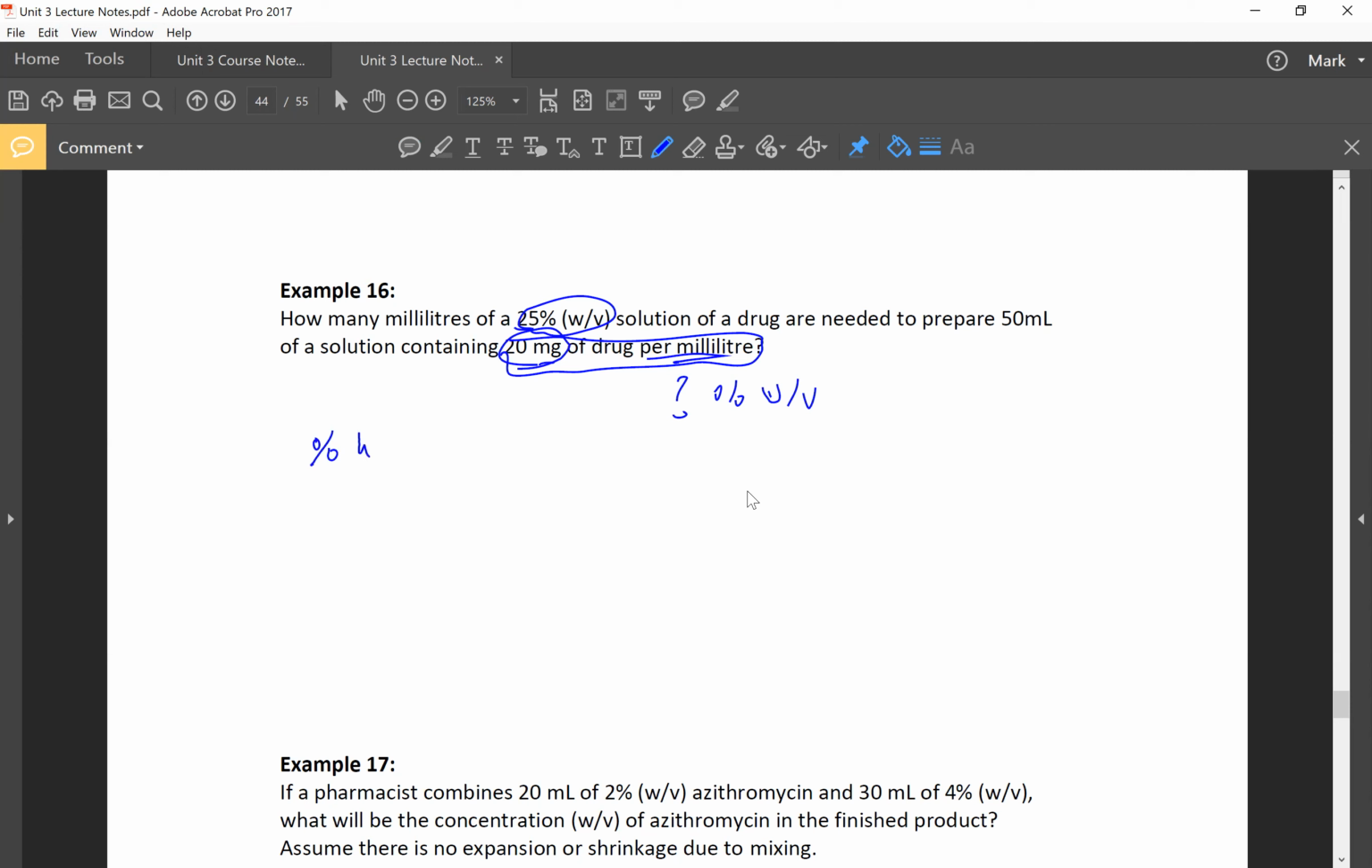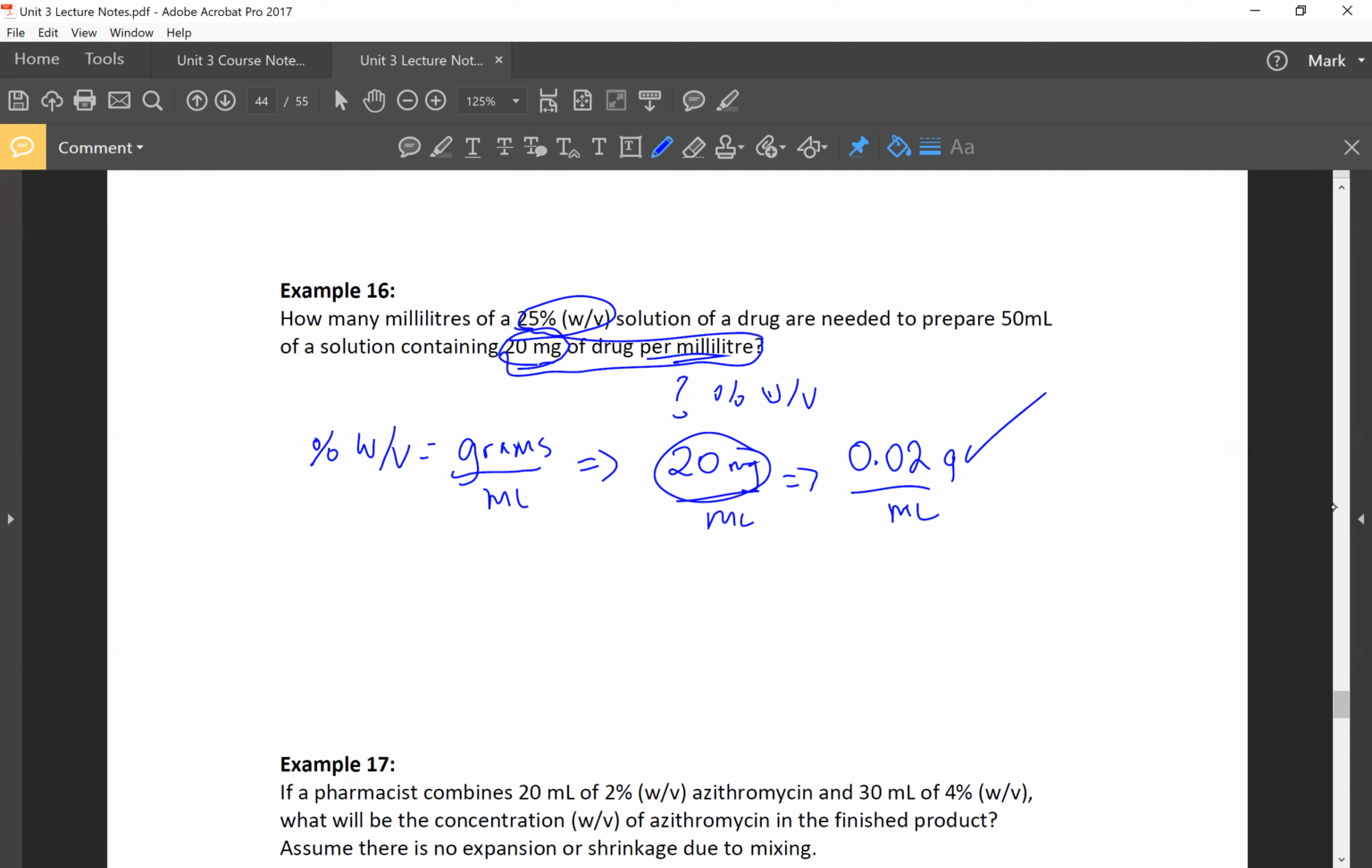If you remember this, weight over volume is always the grams of the active ingredient over the volume in milliliters. So the problem with 20 milligrams per milliliter, step number 1, and this is probably why Calcium, you were getting really big numbers, is I want to change this into grams. So 20 milligrams to grams would be divide by 1,000, so 0.02 grams per milliliter. And now I'm ready to go.